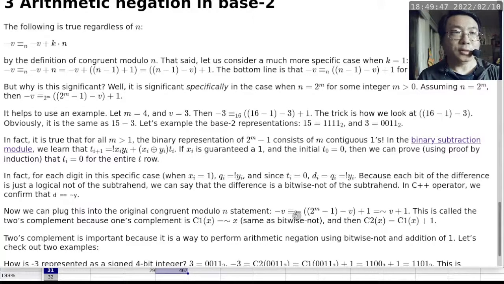So that means, oh wait, hold on a second here. This is weird, right? Because the arithmetic negation of v, whatever bit pattern v is, is exactly the same as the bitwise NOT of the bit pattern, which means 0s become 1s and 1s become 0s, plus 1. That's how we can perform what is equivalent to arithmetic negation: simply do a bitwise NOT and then add 1 to the result of the bitwise NOT. All right.